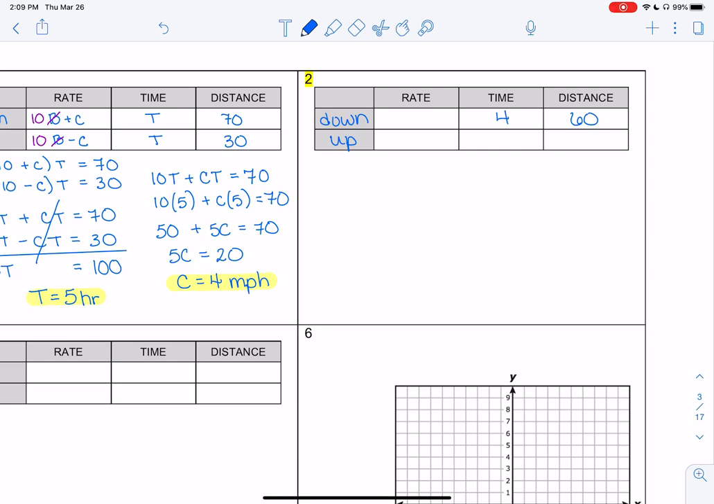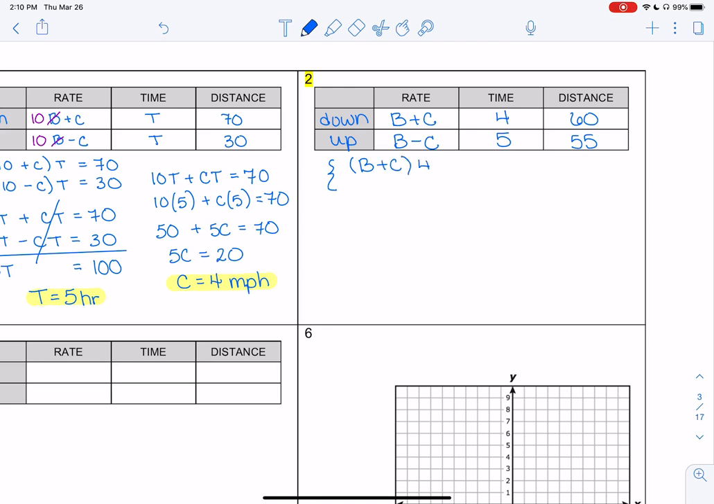Upstream is 55 miles, and it took 5 hours. Then I have my boat plus the current when I go downstream, boat minus the current when I go upstream. So the B and the C are the two variables I'll be solving for. Let's write that system of equations now that I have my chart done.